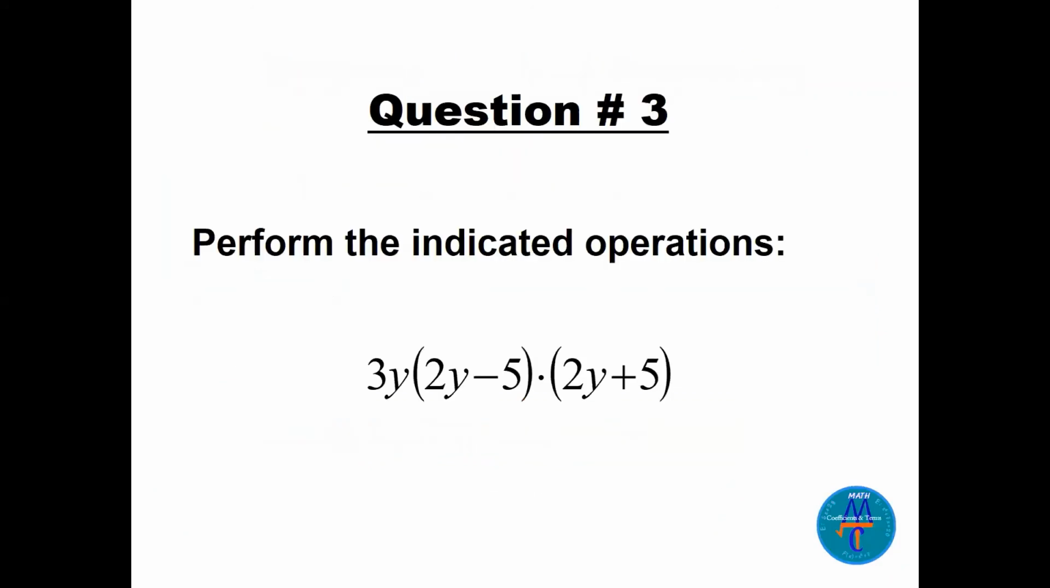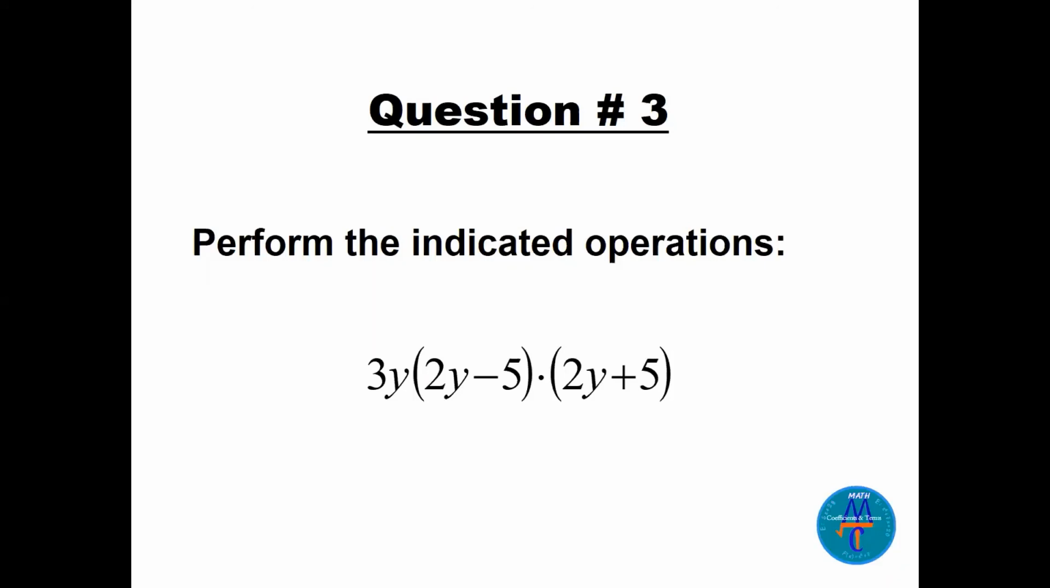Let's see a nice question here, number 3. Perform. Oh, the word perform now in the math terms. What does it mean? Perform the indicated operations. Perform means do, finish, find. 3y times the bracket 2y minus 5 times the bracket 2y plus 5. That means multiply and multiply until you finish, until you simplify the answer. Remember, this is an expression. You see, no equal sign in the question.